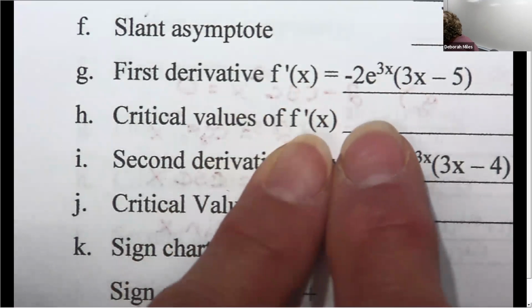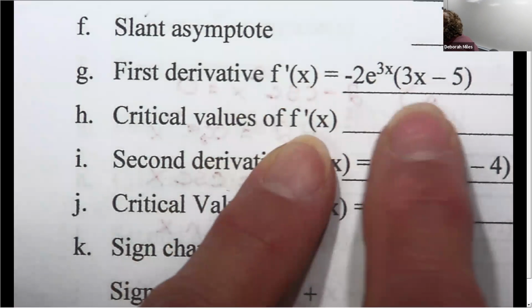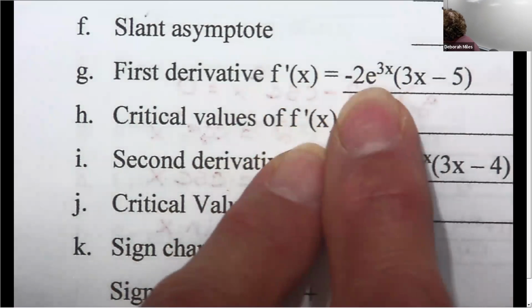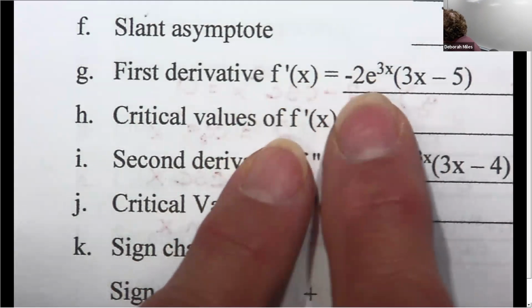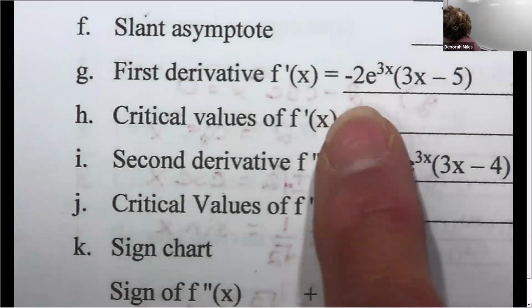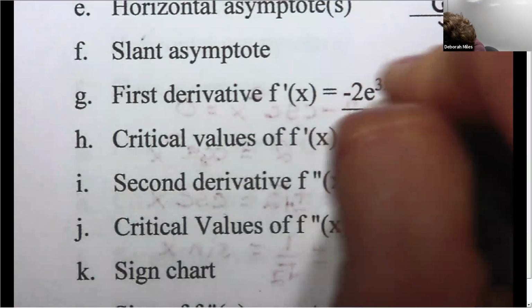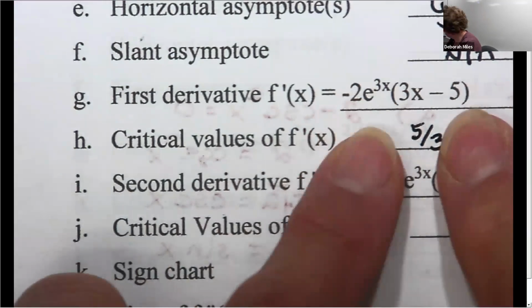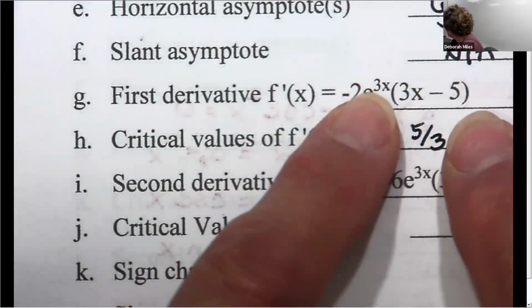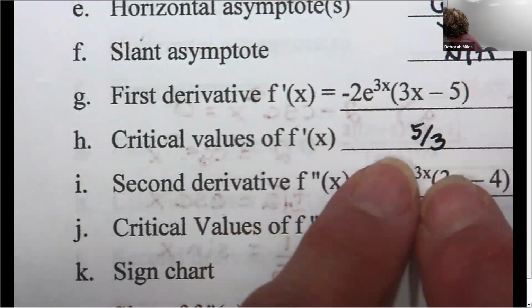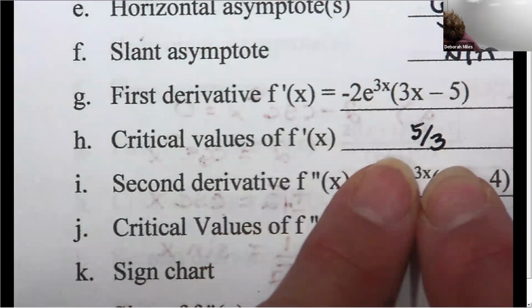Does 0 make the derivative undefined? No, I can let x be 0 in the derivative. I can let it be positives and negatives. I'm not just looking for what makes it undefined. I'm looking for what makes it 0 also. There's nothing that makes it undefined, but 5/3 makes the derivative equal 0. So it's our only critical value of the first derivative.